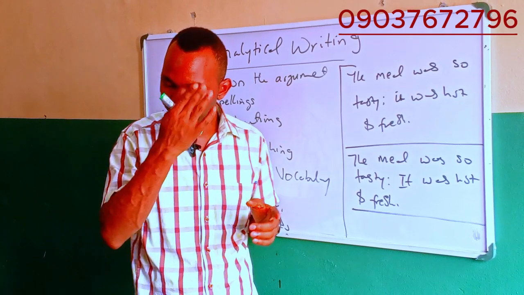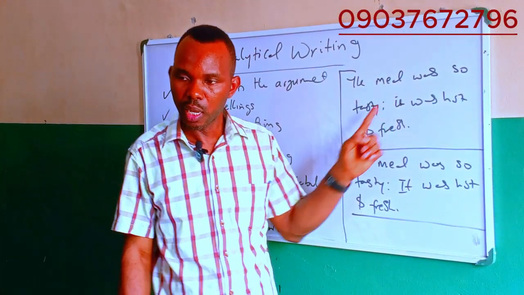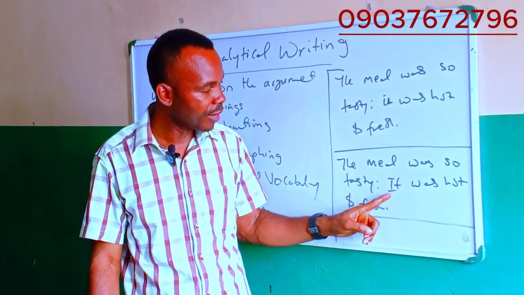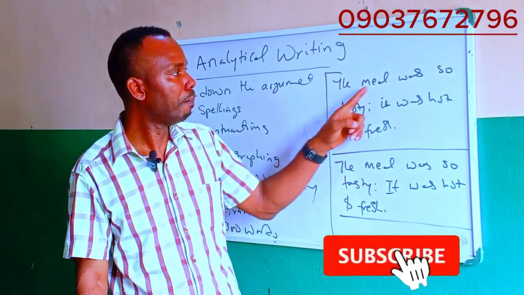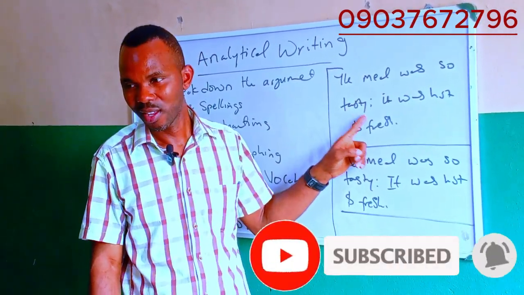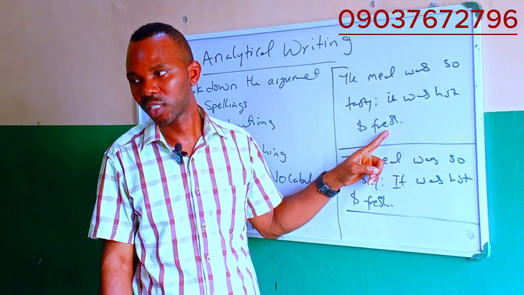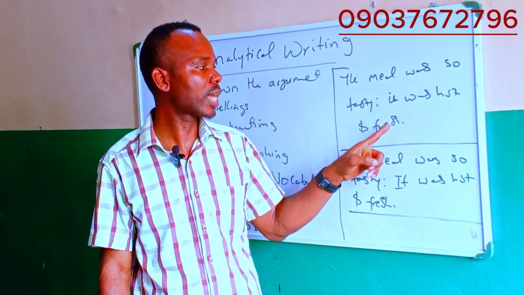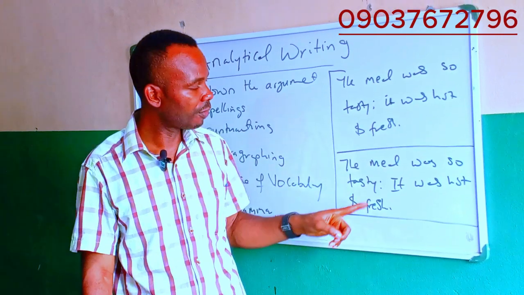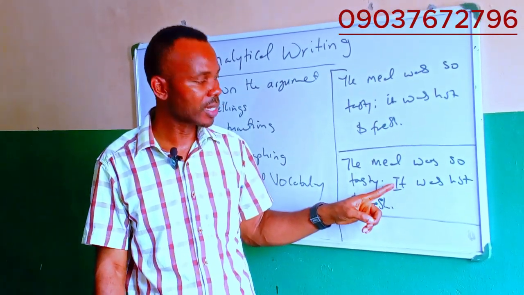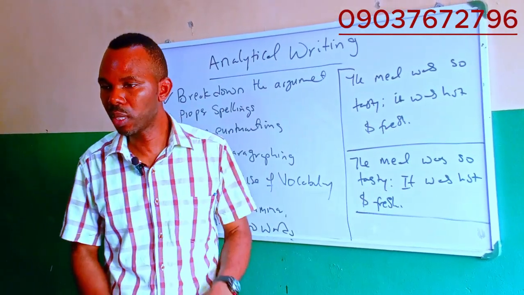All right. But the only difference is that anytime you use semicolon, the first character should be a small letter. But if you use full colon, the first character should be a capital letter. Do you guys understand the difference? Now, the meal was so tasty. Why do I say the meal was so tasty? Because it was hot and fresh. Do you understand? So this, it was hot and fresh, is explaining this in both sentences. But the difference is that if I use full colon, my first character is going to be a capital letter. If I use semicolon, my first character is going to be a small letter.